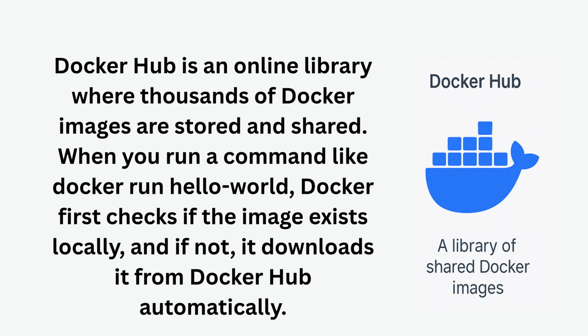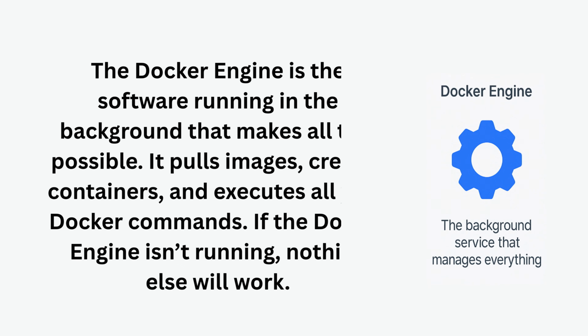Docker Hub is an online library where thousands of Docker images are stored and shared. When you run a command like docker run hello-world, Docker first checks if the image exists locally, and if not, it downloads it from Docker Hub automatically. The Docker engine is the software running in the background that makes all this possible. It pulls images, creates containers, and executes all your Docker commands. If the Docker engine isn't running, nothing else will work.